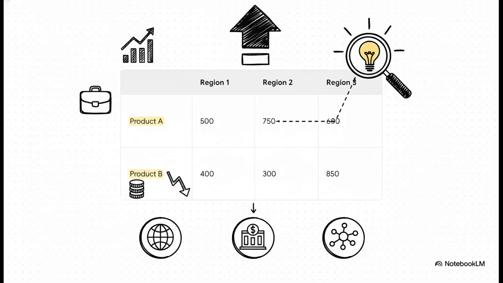And instantly, just by having this structure, we can start analyzing. What were our total sales in region 1? Simple. We just add up the numbers in that first column. 500 plus 400 gives us 900 units. Which product was the top performer overall? Well, we just sum the rows. Product A sold 1,930 units, product B sold 1,550. The structure itself immediately starts giving us insights.